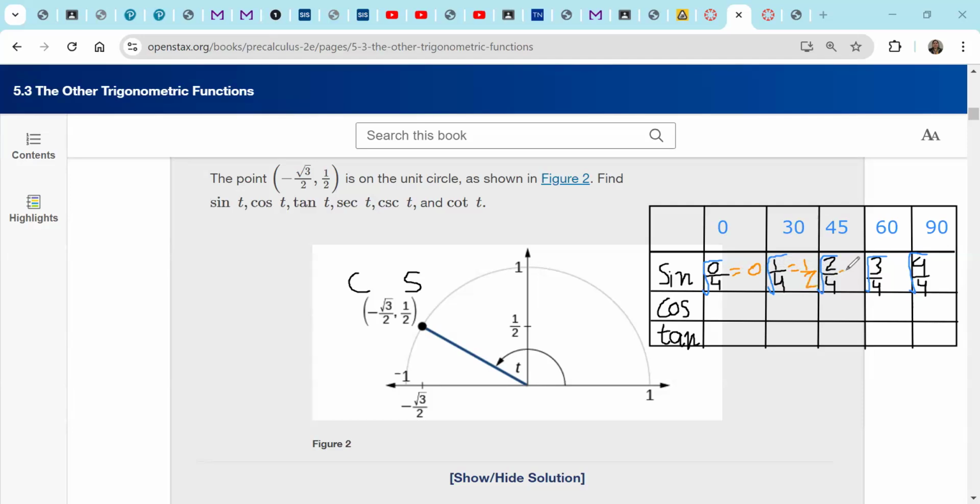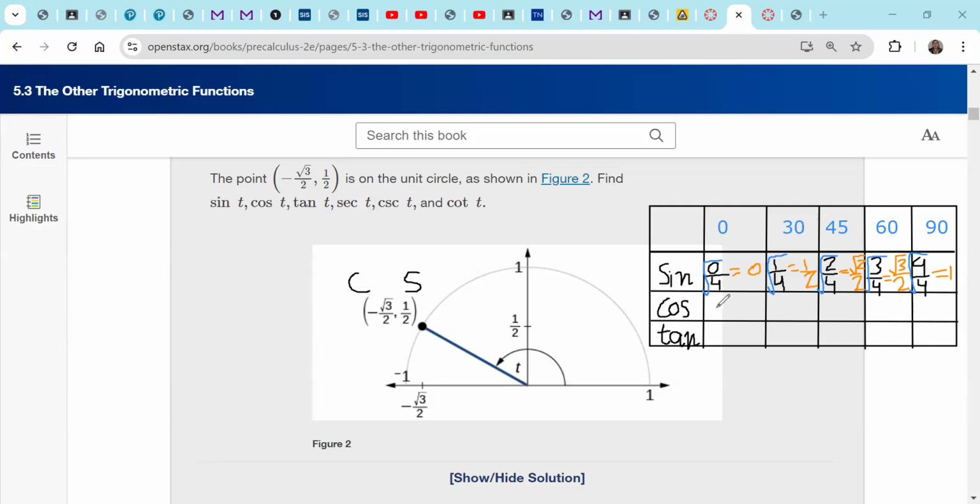Square root 2/4 is square root 2/2, because square root 2 is square root 2 and square root 4 is 2. So square root 2/2. And then square root 3 over 4 is square root 3 over 2. And 4 over 4 is 1, so square root of 1 is 1.